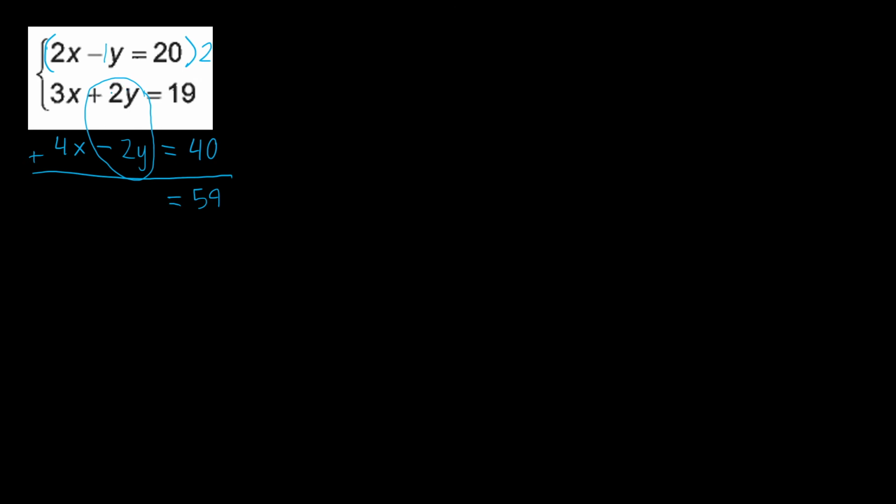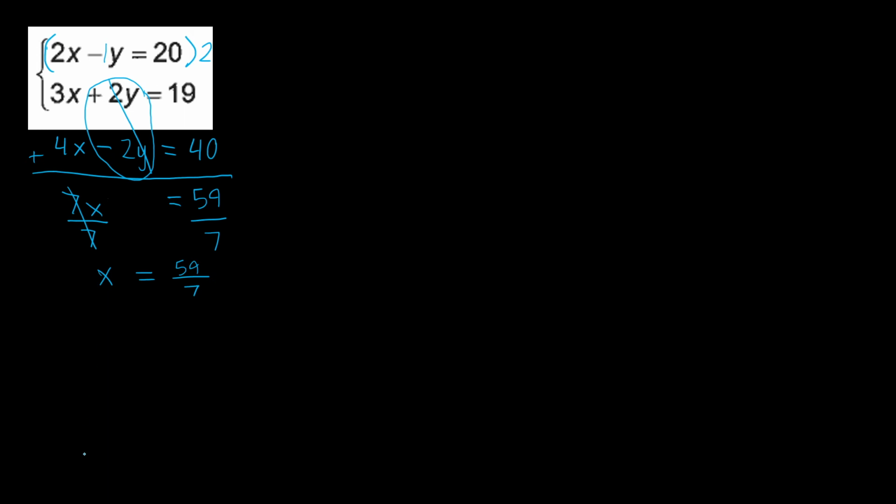Positive 2y minus 2y cancels out. And then you're left with 3x plus 4x, which is 7x. So this problem's a little uglier. We're going to divide both sides by 7. And then x equals 59 over 7. From here, we could plug this into one of the equations.